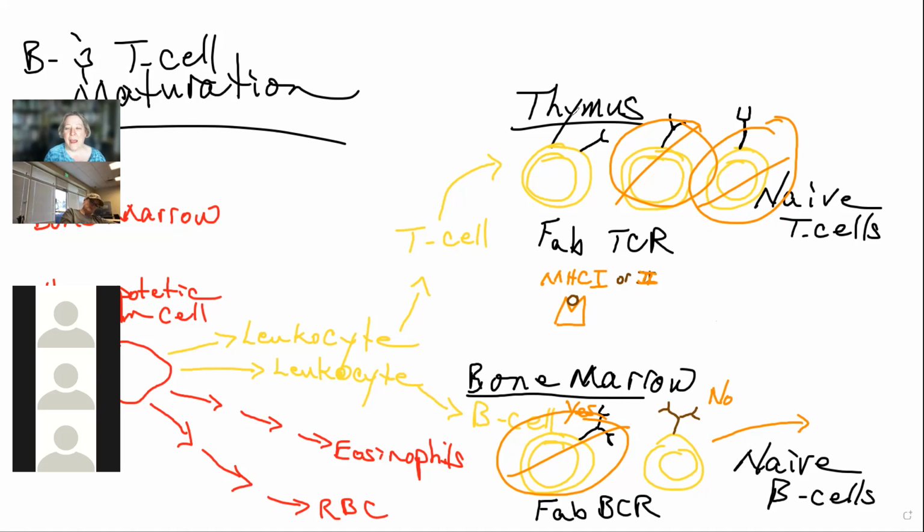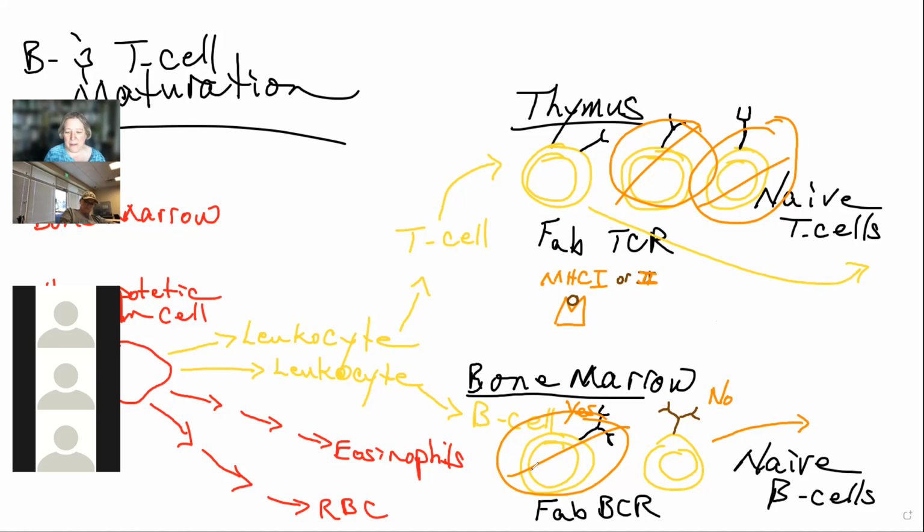Okay. Now, this one has answered both questions appropriately, so it's able to go on to become a naive T cell. Okay, it gets to graduate from the thymus. Okay, questions so far? So T cells, they do MHC1 and MHC2. What do B cells identify?